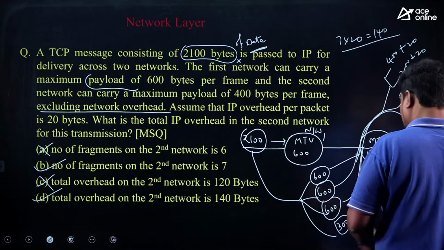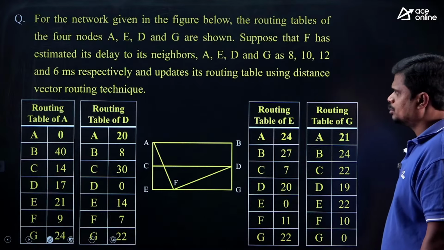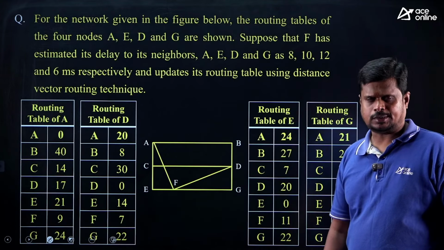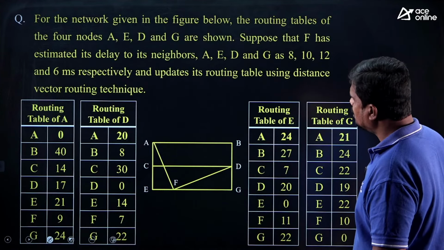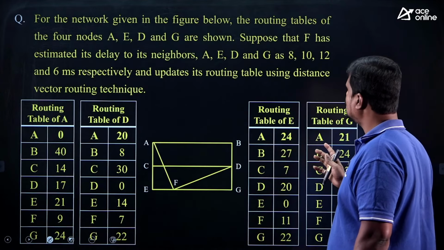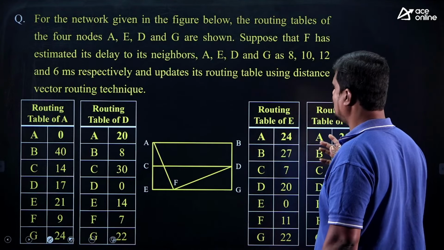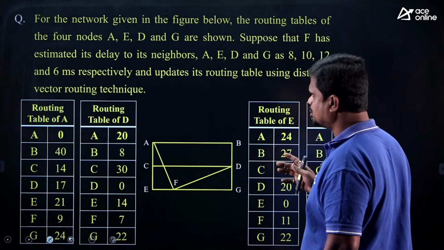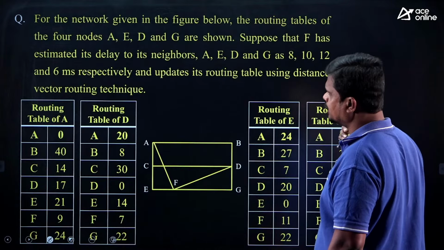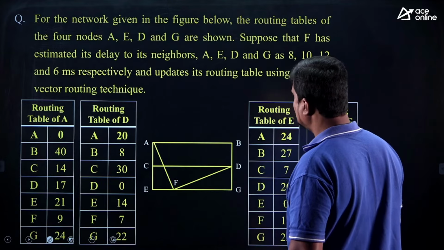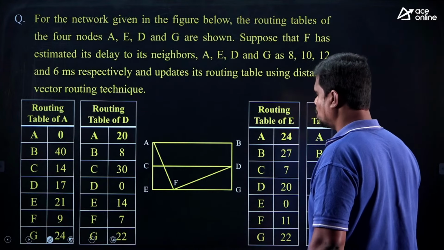So what is the next question that we are having? This is the next question, based on the same network layer, but this time the concept is routing based. For the network given in the figure below, the routing tables of the 4 nodes A, E, D and G are shown. Suppose that F has estimated its delays to its neighbors A, E, D and G as 8, 10, 12 and 6 milliseconds respectively, and updates its routing table using the distance vector routing technique.